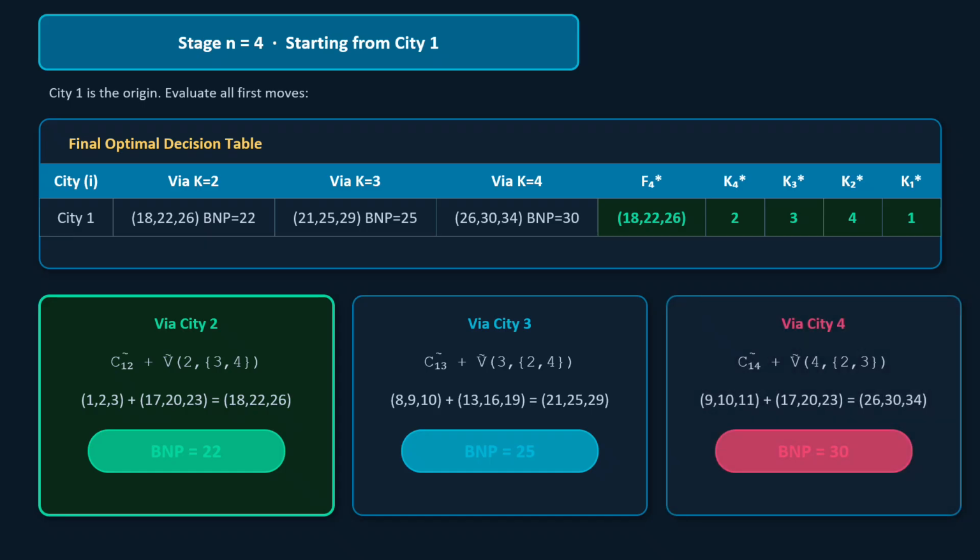Cost 9, 10, 11. V of C4 with 2, 3, which was F3 star for City 4 equals 17, 20, 23. Sum 26, 30, 34. BNP equals 30. The lowest BNP is 22, which belongs to the route via City 2, therefore K4 star equals 2.